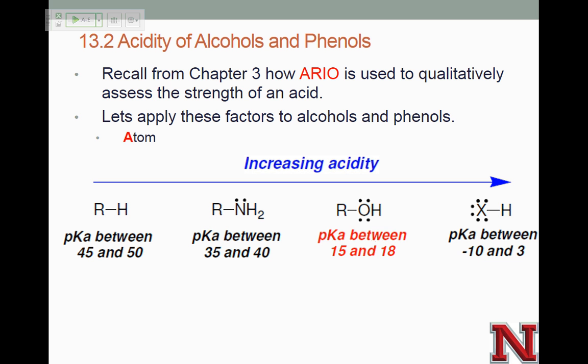A pKa of an amine is still very high. Our amines much rather accept a hydrogen and form a positive charge than give up a hydrogen. They much rather act as bases.